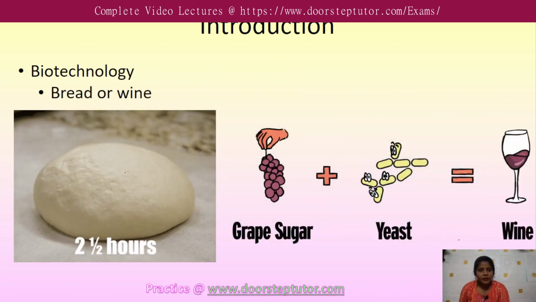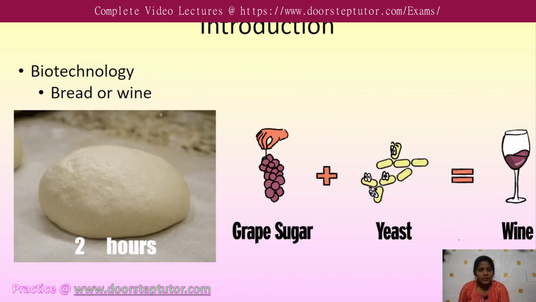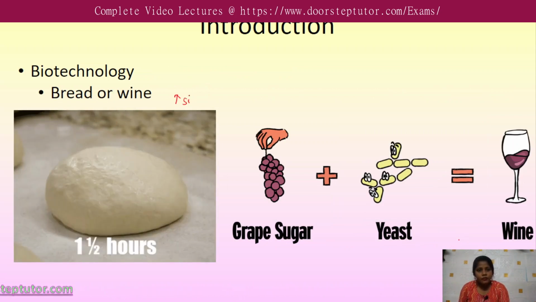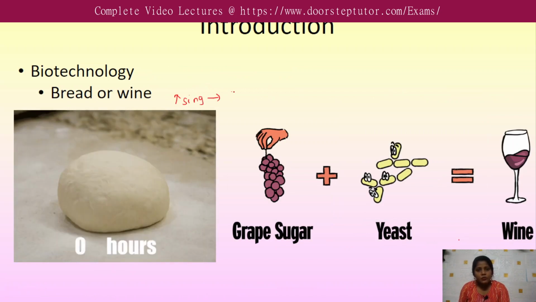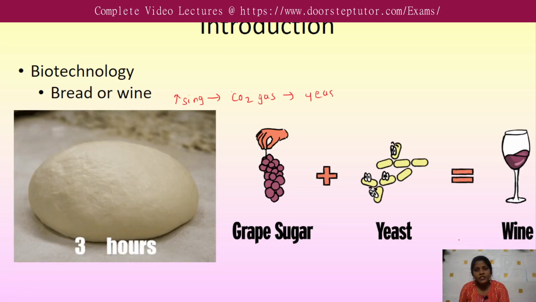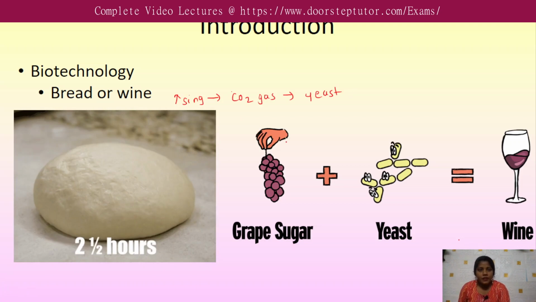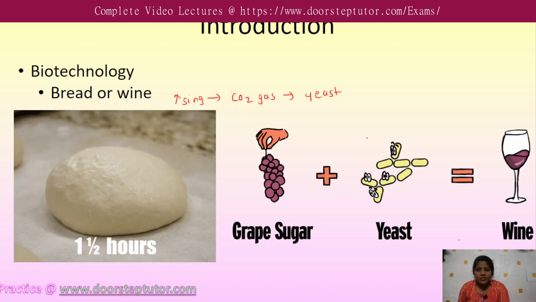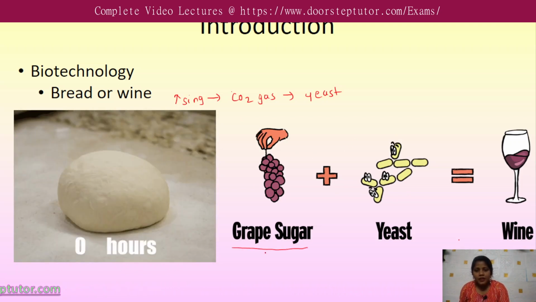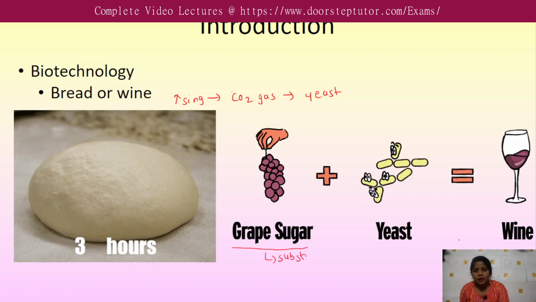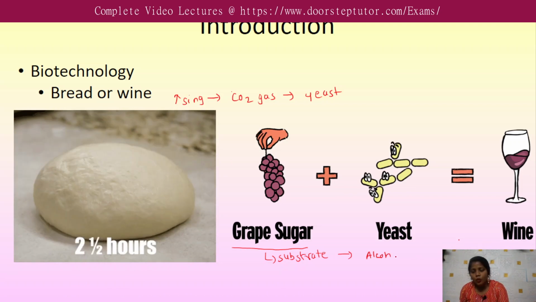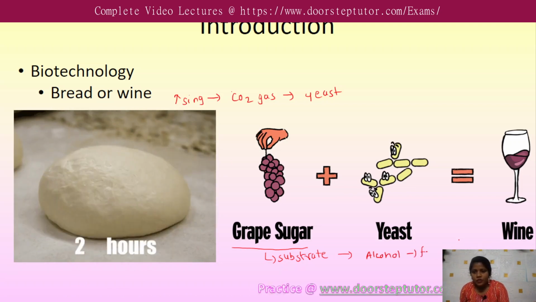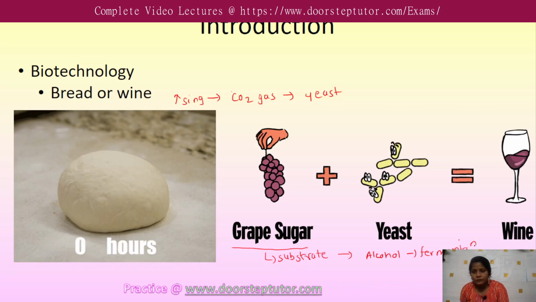Next example is bread. As you can see over here, the dough size is continuously increasing with time, right? It is because of the production of CO2 gas, and it is produced by the yeast. Then the other example is wine. The yeast uses the grape sugar as a substrate and converts it into wine, or we can say alcohol production. This process is also known as fermentation.